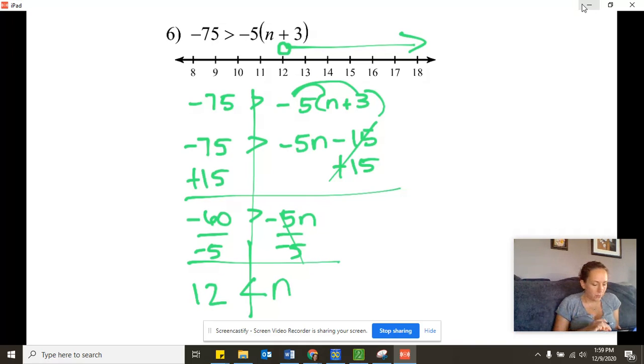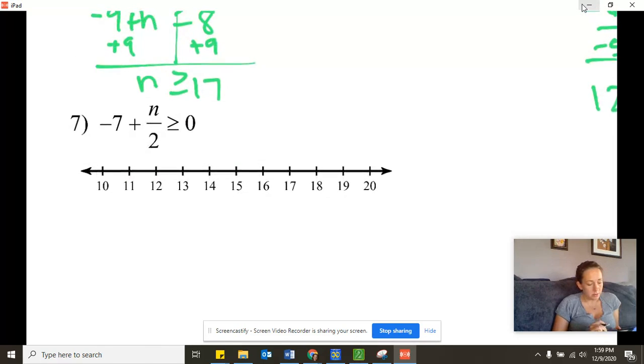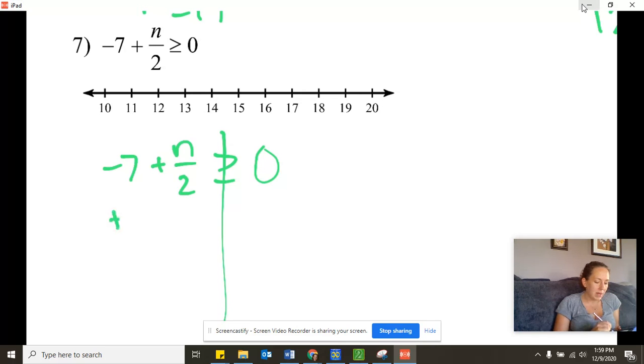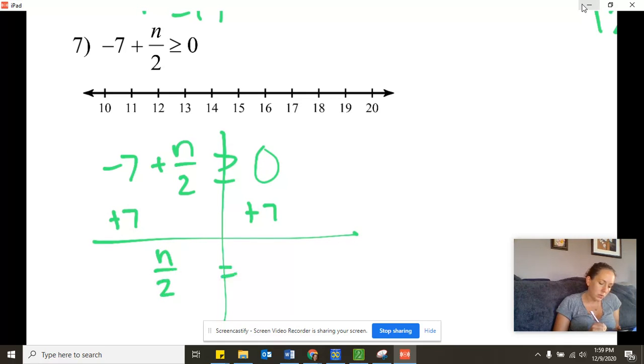I only have one more to show you. With this one, it's a little fraction, so you don't want to start with that. That's an ugly n. I am actually going to start by getting rid of the 7. So I get rid of that by adding 7 to both sides. So I get n over 2 equals 7. Then I want to get rid of the 2. And since that means n divided by 2, I get rid of 2 by multiplying both sides by 2.